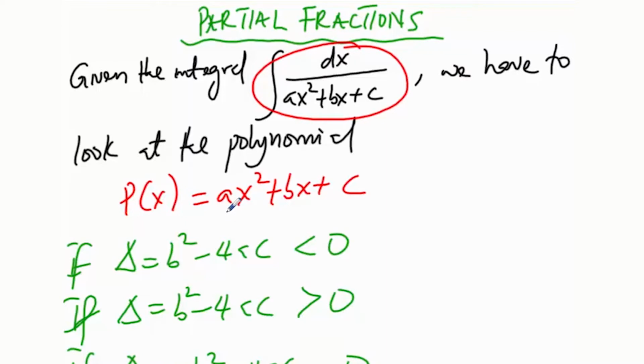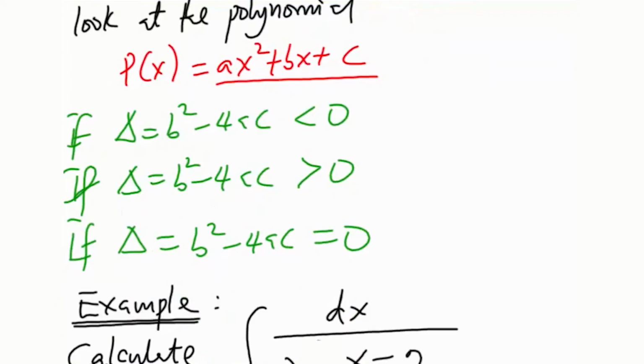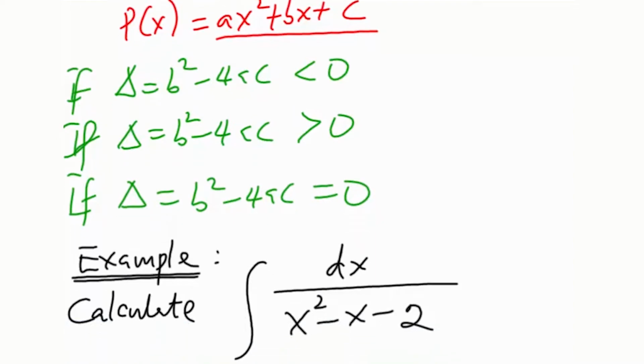If you look at this polynomial, ax squared plus bx plus c, we have to look at whether its discriminant is less than 0, greater than 0, or equal to 0. So we have the cases here. We have if b squared minus 4ac is less than 0. We look at it again where b squared minus 4ac is greater than 0. We also look at it when it is equal to 0.